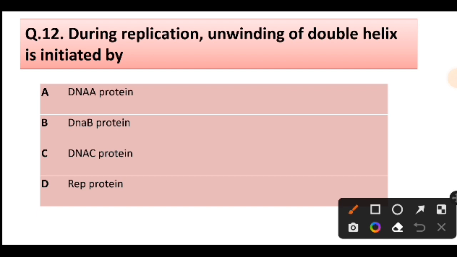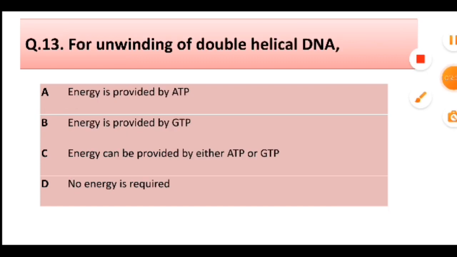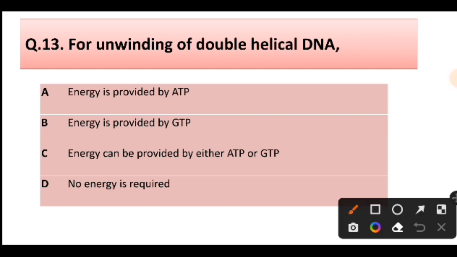Question number 12. During replication, unwinding of double helix is initiated by DnaA protein, DnaB protein, DnaC protein, Rep protein. Correct answer is option B, DnaB protein. Question 13. For unwinding of double helical DNA, energy is provided by ATP, energy is provided by GTP, energy can be provided by either ATP or GTP, no energy is required. Correct answer is option A, energy is provided by ATP.